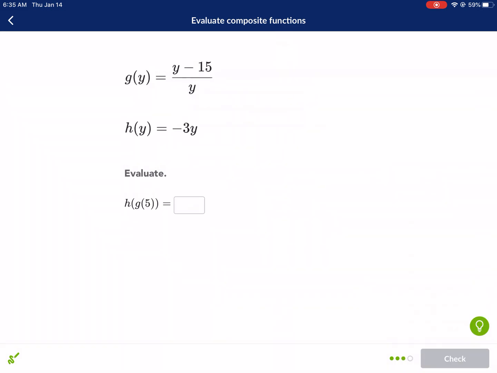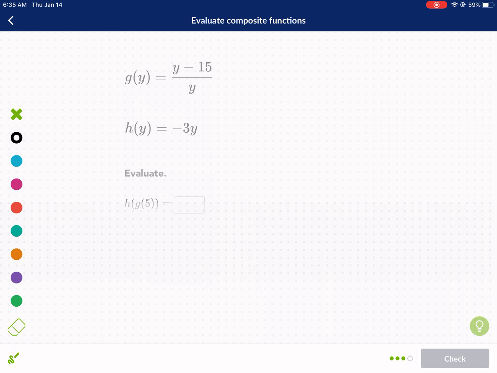All right, next question. Last one. Here we go. Just getting to evaluate, make it easier. G is our inner function. H is our outer function. So we're going to do G first. We're going to plug in 5. So we get 5 minus 15 over 5. Okay, we're just plugging in 5 for G, G of 5. And we're going to get a result here. So we have 5 minus 15 is negative 10 over 5. And we get negative 2. Double check that. 5 minus 15, negative 10 over 5.